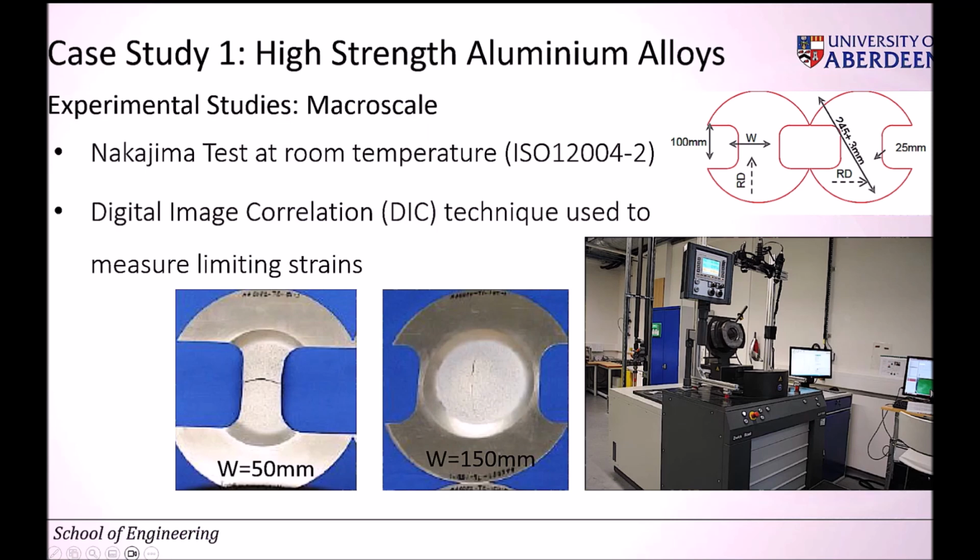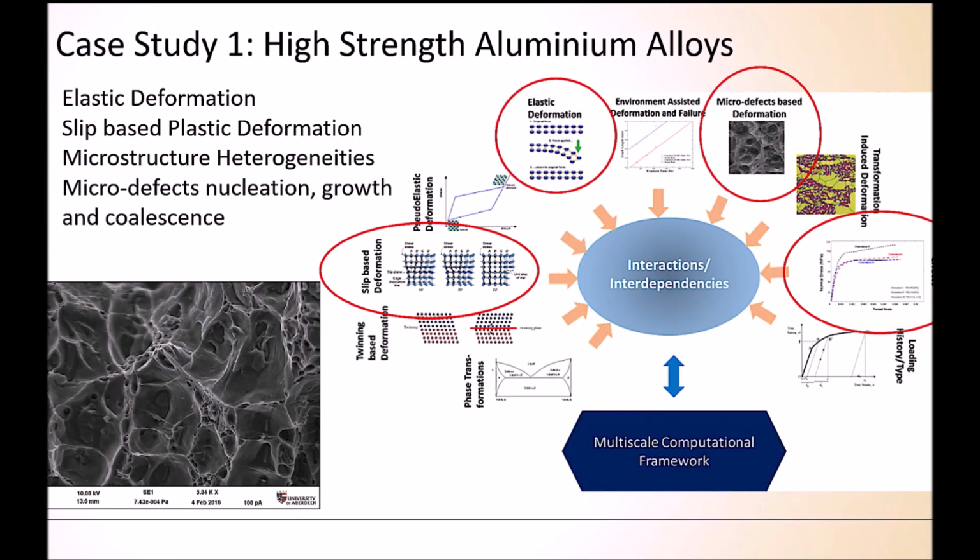So we actually identify by doing all these experiments what the actual mechanisms are, and in this case we found that for this aluminum alloy, elastic deformation is there. Plastic deformation is based on slip, where you have slip occurring in the material. And then you have some micro defects which are nucleating, growing and then coalescing. And also you have the effect of microstructure orientation. So if your grain is oriented differently, then you will have a completely different response, right? So these are the things which we identified.